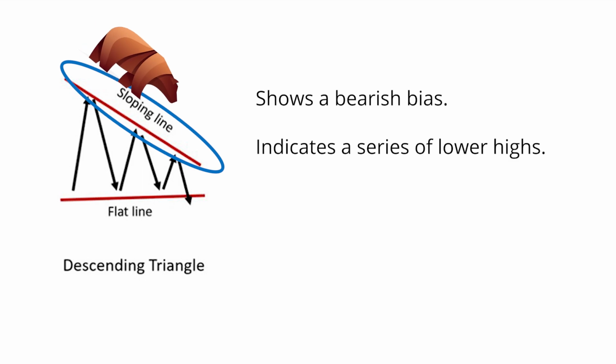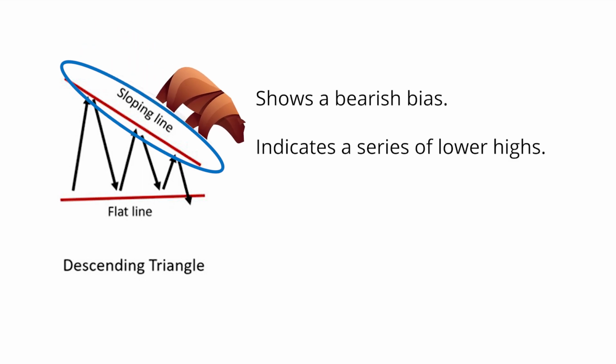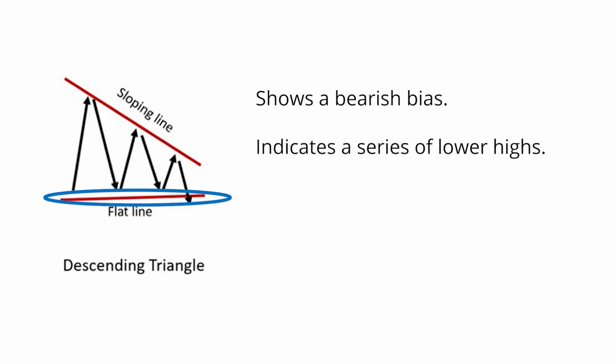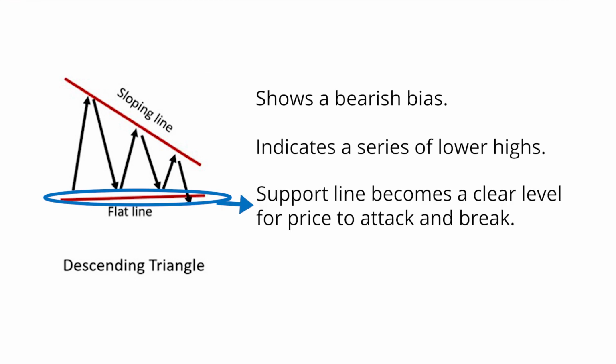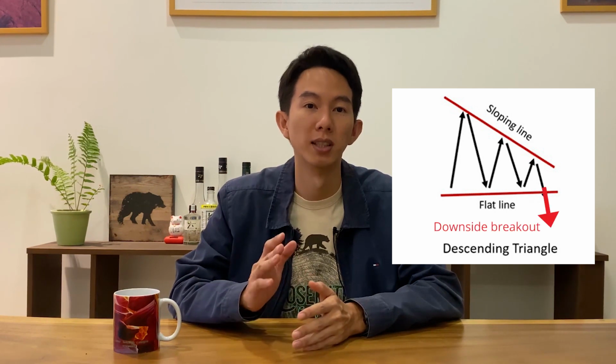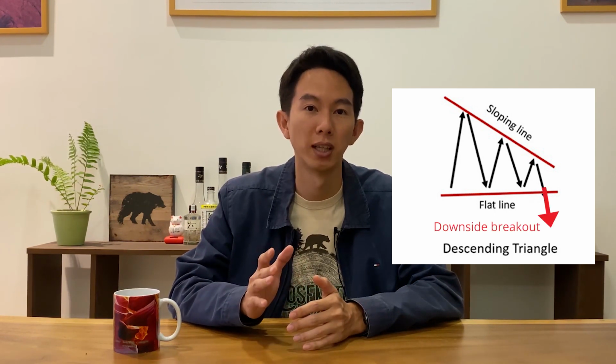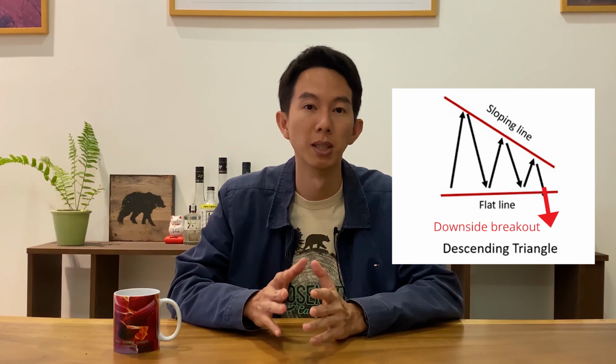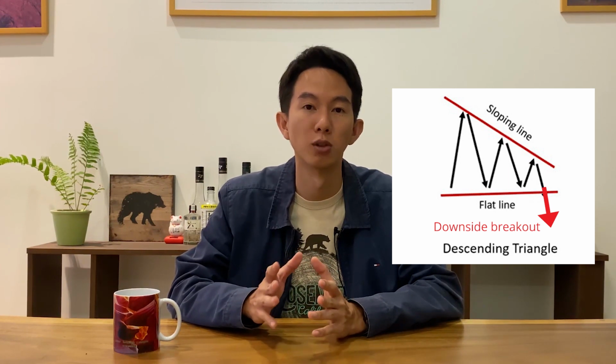The descending triangle with its top line sloping down shows a bearish bias, as this indicates a series of lower lows. Now if you recap, a series of lower highs and lower lows is a downtrend. The flat line at the bottom, which now serves as support, becomes a clear level for price to attack and break, and if it succeeds, will lead to lower lows. Hence, there is a higher probability of a downside breakout for the descending triangle, especially if it forms in the middle of an existing long-term downtrend.